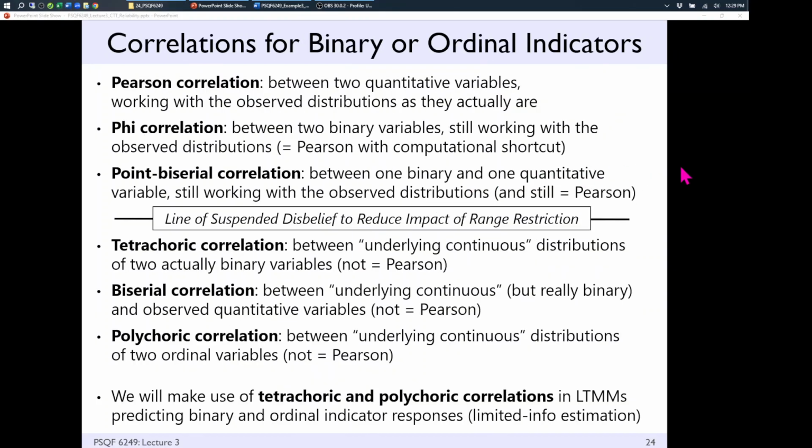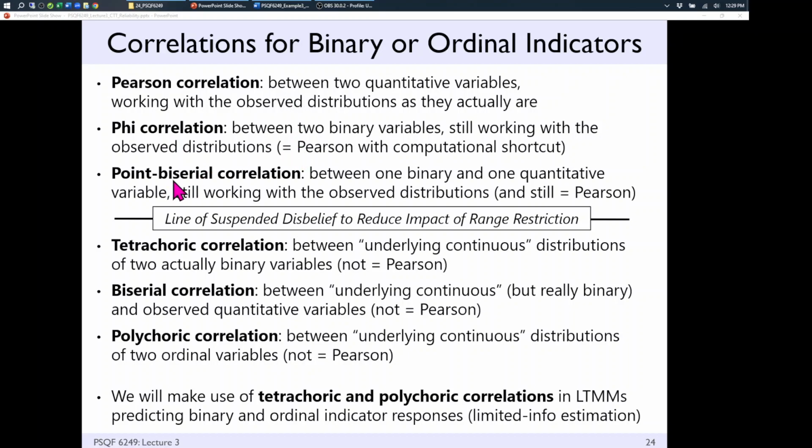What can you do instead? There are choices. I wanted to introduce synonyms that you will see in the literature for Pearson correlation. If it is between 2 binary variables, it is sometimes called, and we took a vote, phi or phi. I made the joke, phi, phi, pho, fum, I don't know which one it should be. So phi, phi, who cares? It doesn't matter. It's the same thing as Pearson. It's just a computational shortcut.